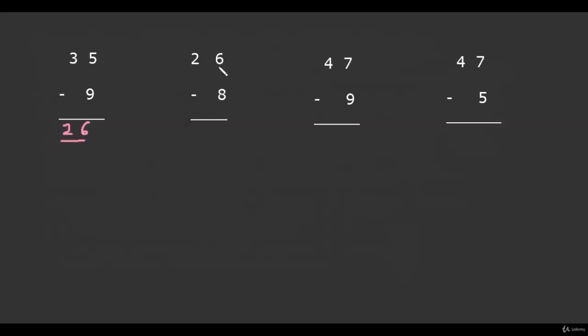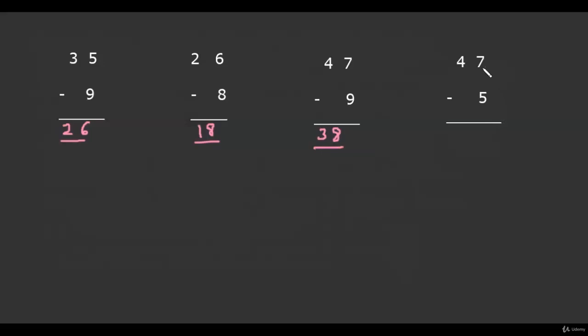Now we know that 6 and 8 are mismatched numbers. So instead of writing 2 over here, we will write 1. We know that the complement number of 8 is 2. So we add 2 to 6. This becomes 8. 7 and 9 are a mismatched pair. So we will reduce 4 by 1. So it becomes 3. And the complement number of 9 is 1. So we add 1 to 7. This becomes 8. So 38 is the answer.